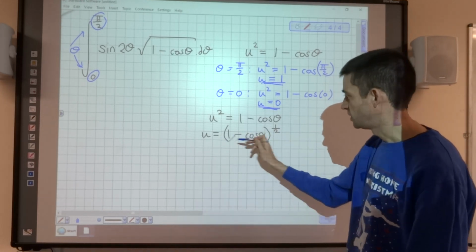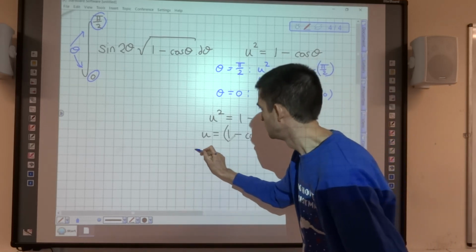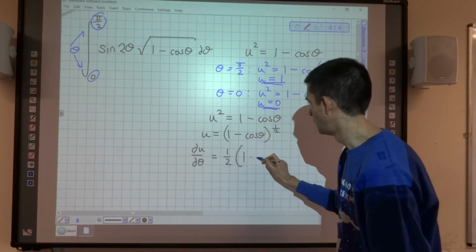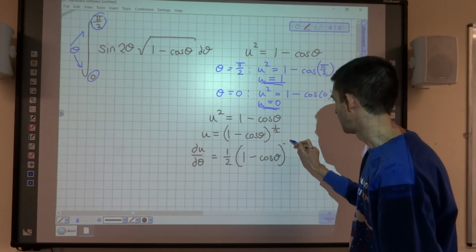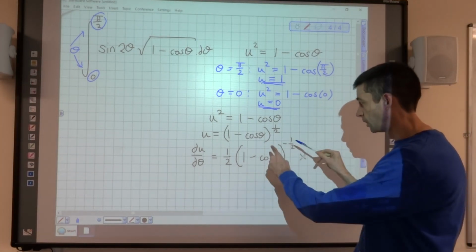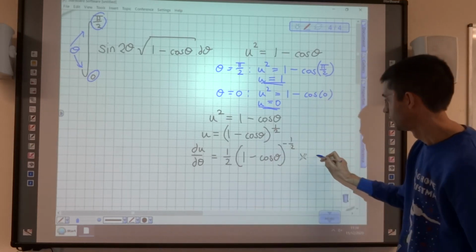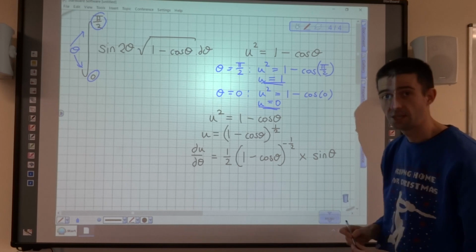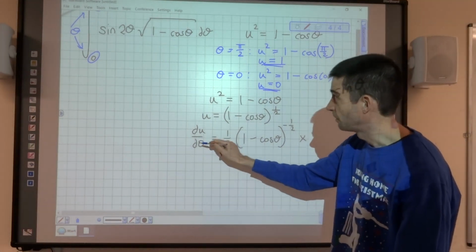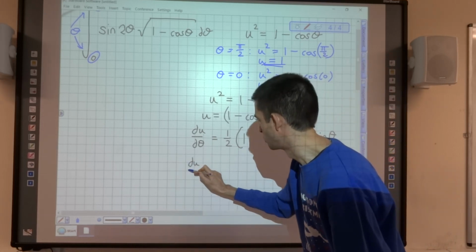So how do you differentiate this in terms of θ then? Well, we've got something in a bracket with a power, chain rule. So du/dθ is going to be 1/2 (1 minus cos θ) to the power of negative a half multiplied by the differentiated bracket. Now we've got 1 minus cos θ, so negative cos is going to differentiate to positive sin, so multiplied by sin θ. Now it's very, very important that we can write that in fraction form, because here where we're having to swap dθ, we're going to have to take the reciprocal of this expression. So let's just take the time to do that properly.